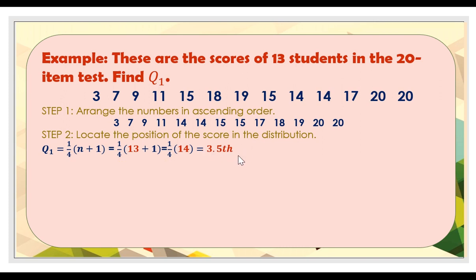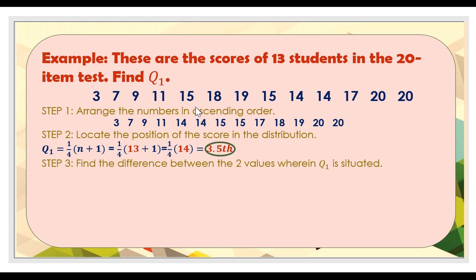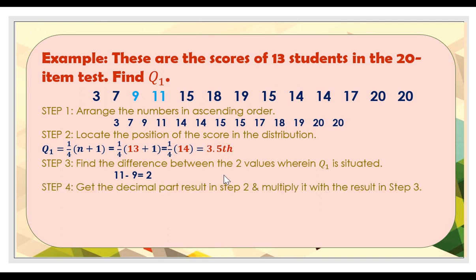As you can see, we have here a decimal number, so interpolation is needed to get the exact value. Step number 3, find the difference between the two values wherein quartile 1 is situated. It is on the 3.5th data element, so the two values are the third and the fourth element. That is 9 and 11. Subtract, so the difference is 2.